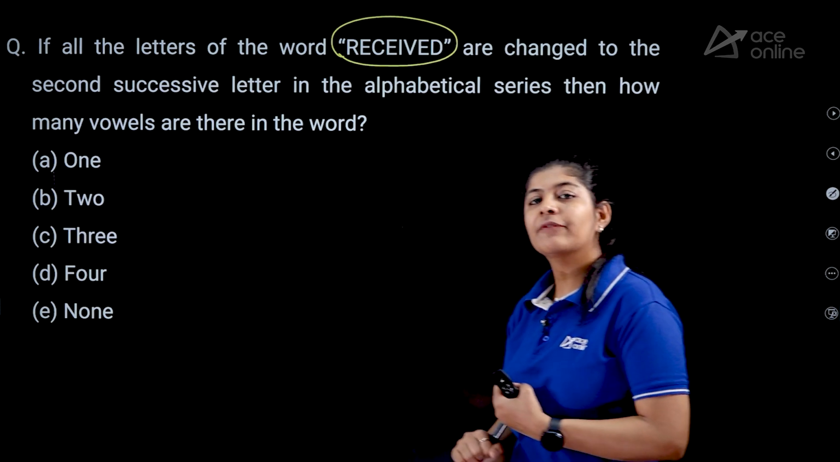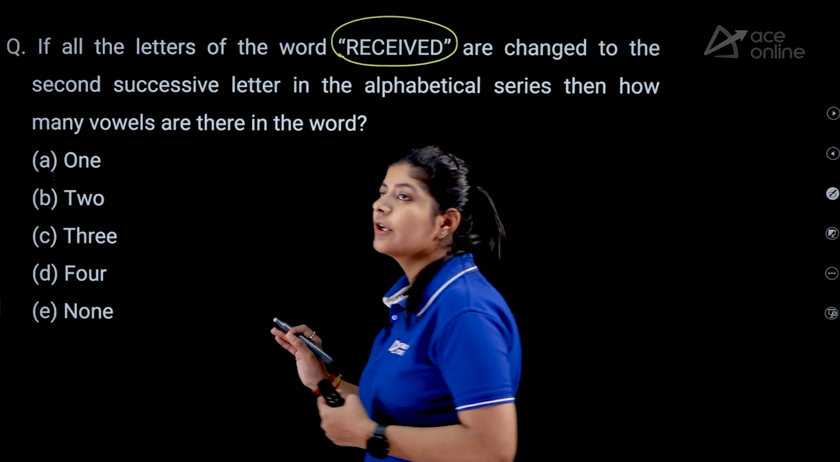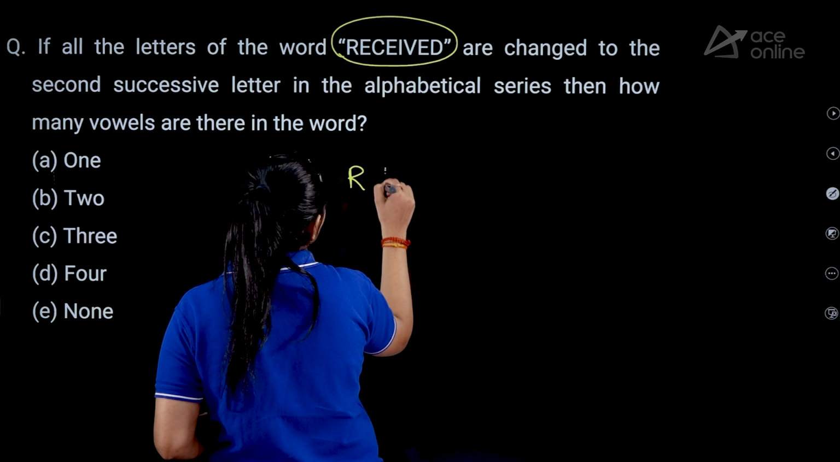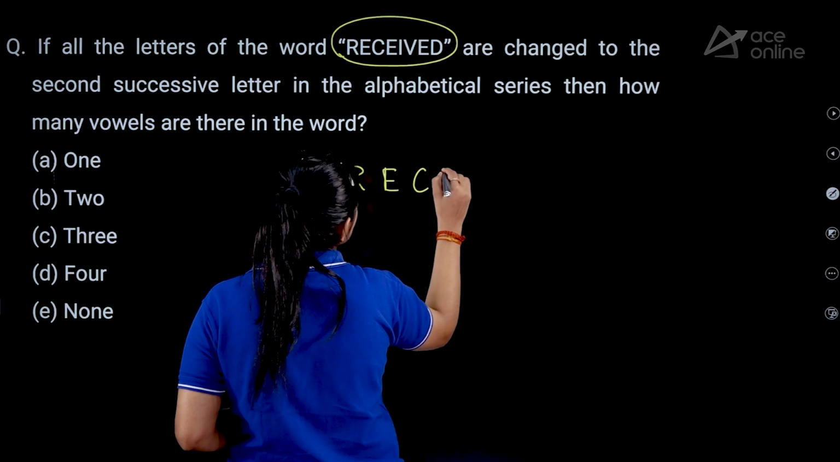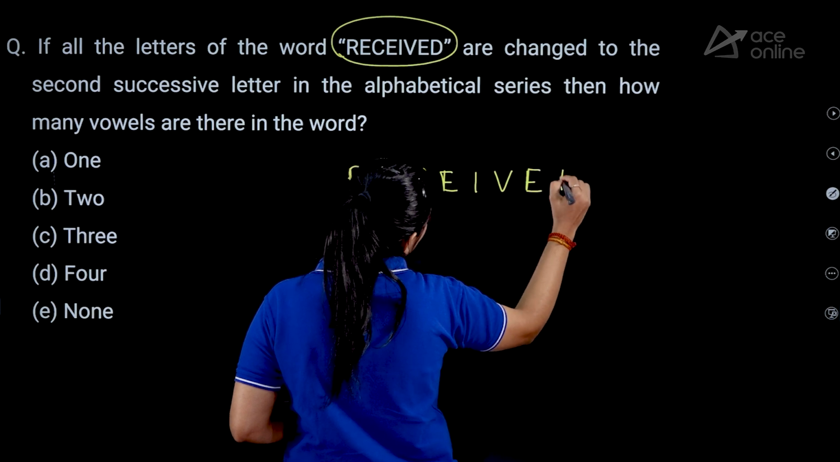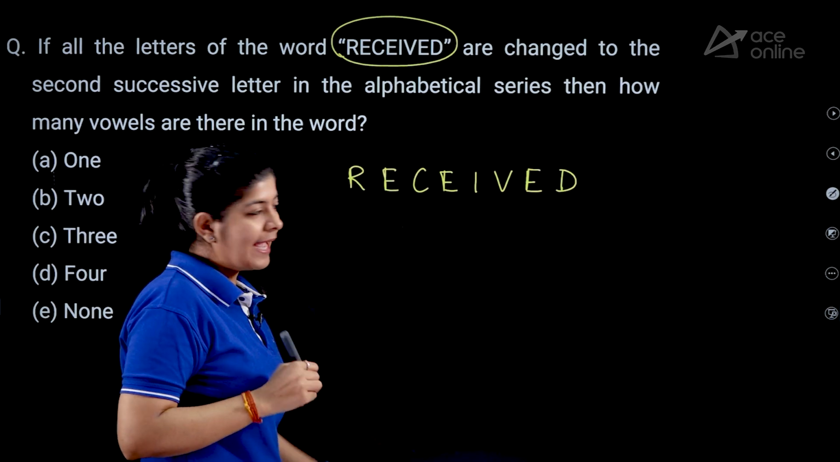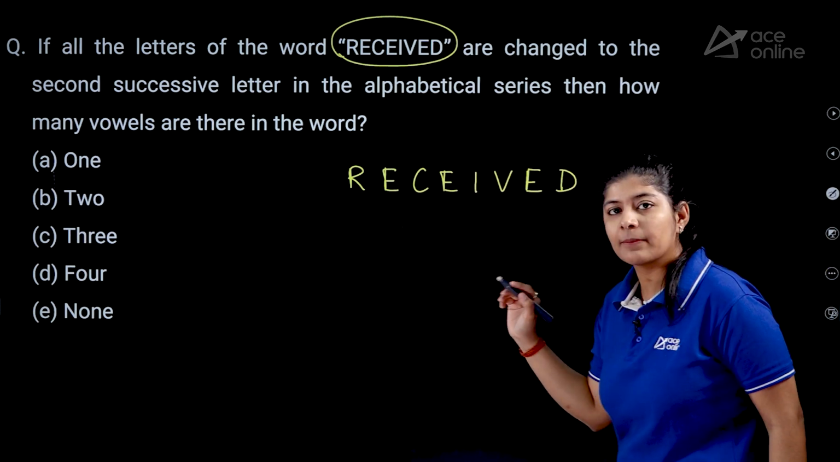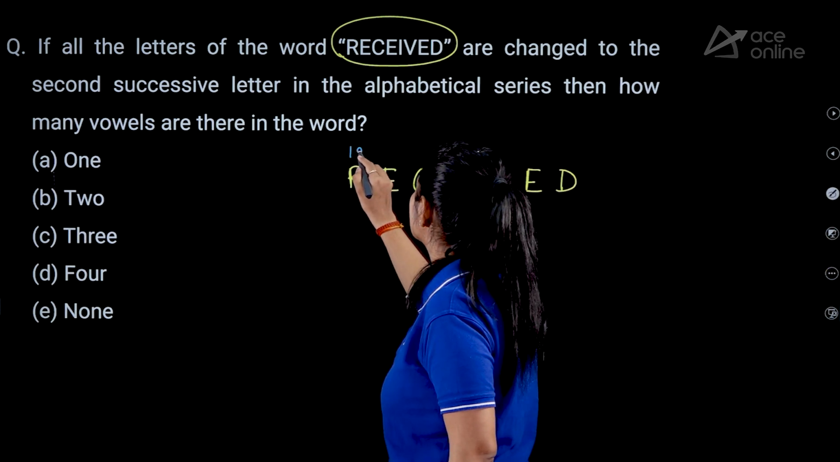So here we have to determine the number of vowels in our final result. The spelling that I am having is received. Now I have to convert it. But before that, I just simply write down the associated numbers.